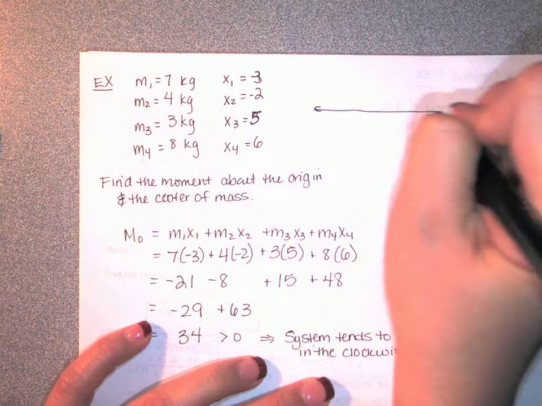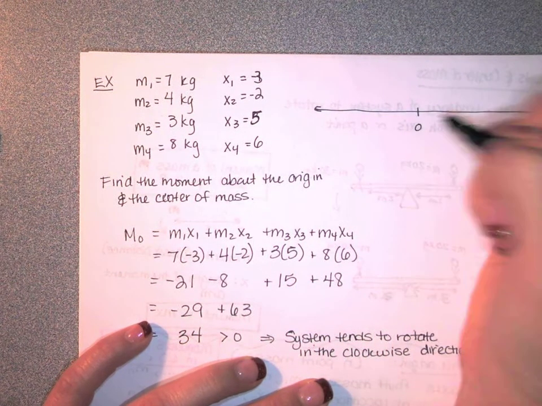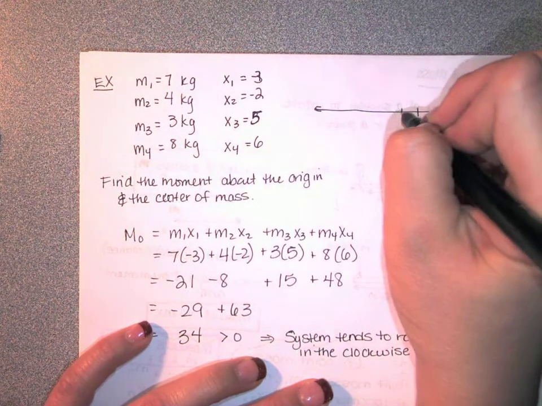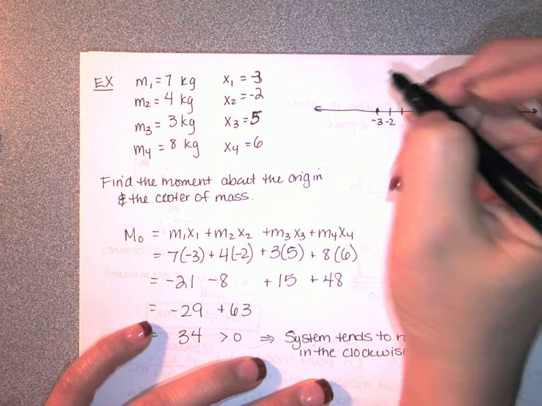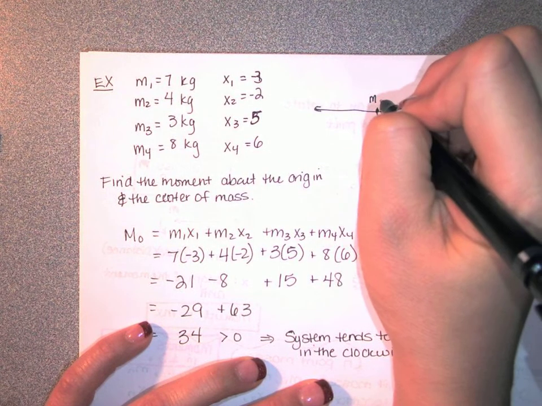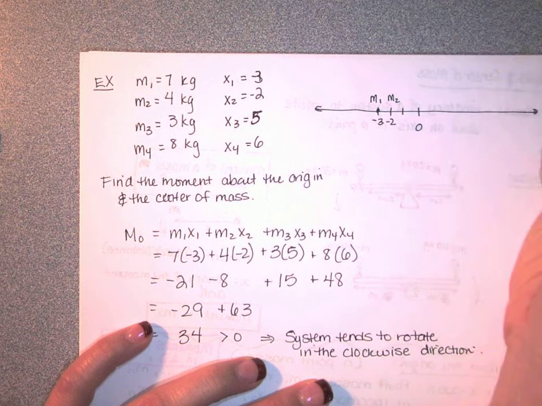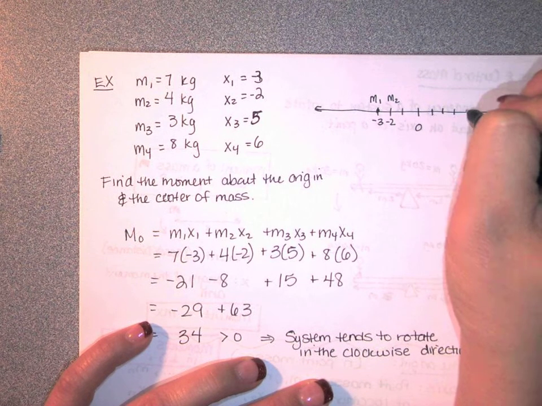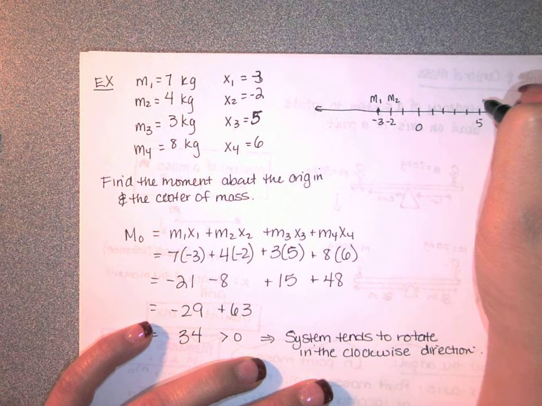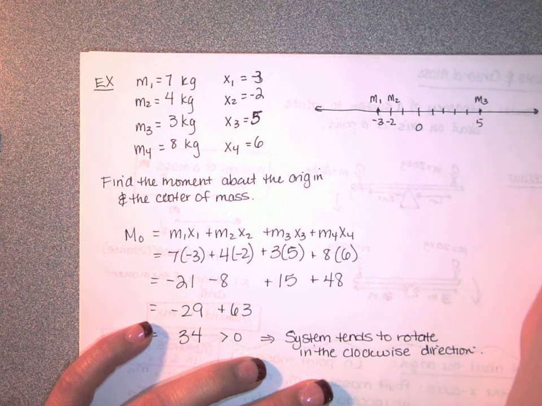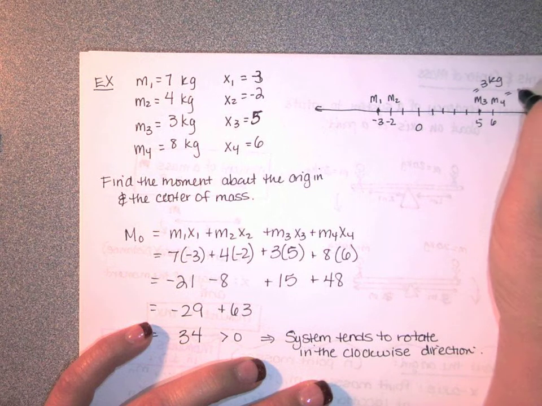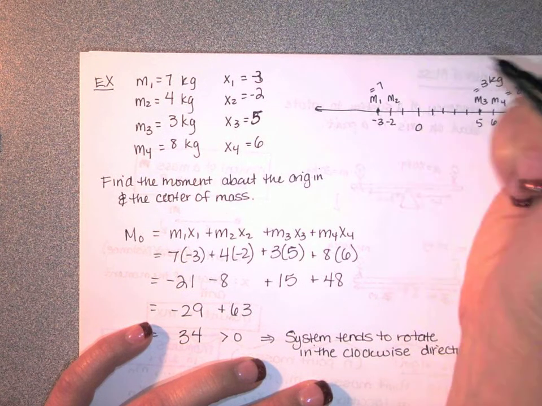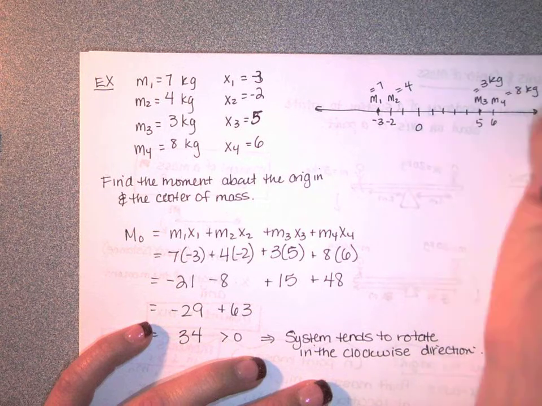So let's visualize this a little bit. So here's x equals 0. We've got our masses at x equals -3 and x equals -2. This is mass 1, and that's mass 2. And at x equals 5, we've got a mass of 3 kilograms. And at x equals 6, we've got a mass of 8 kilograms. So this is 3 kilograms, and that is 8 kilograms. And mass 1 is 7, and mass 2 is 4.